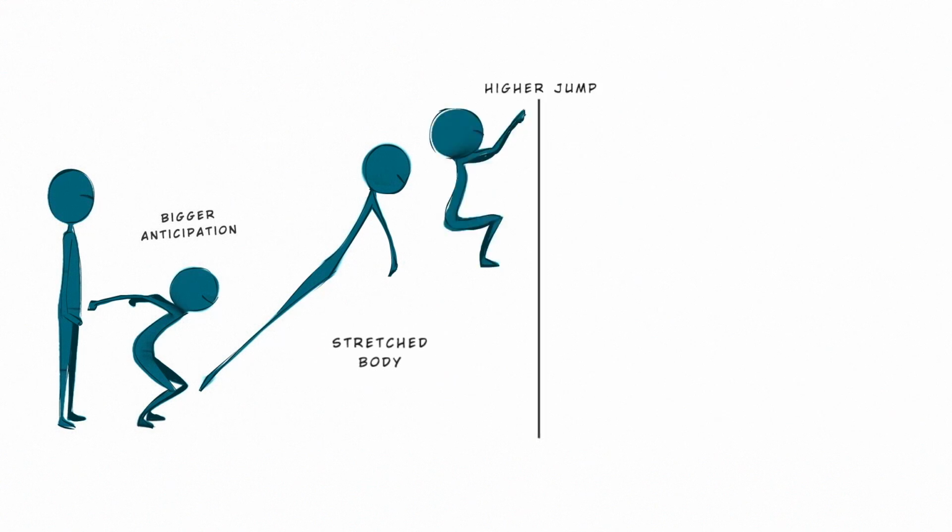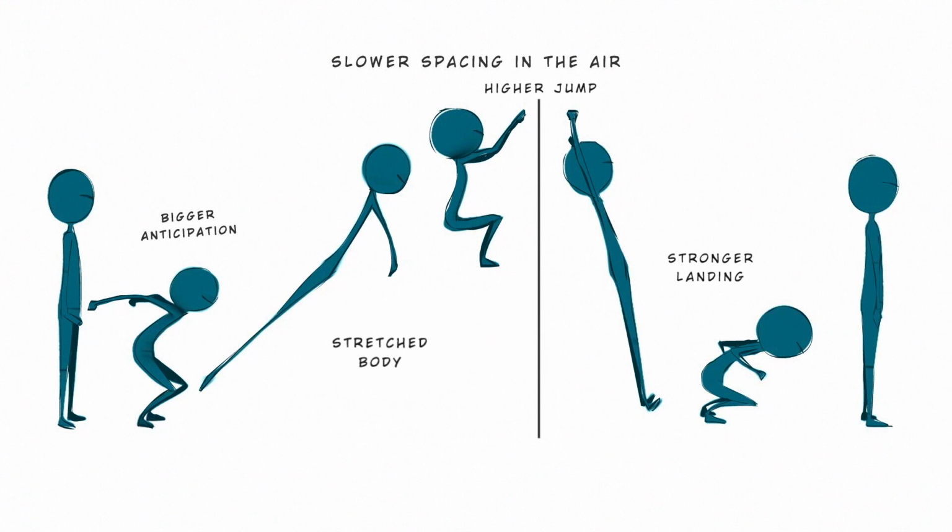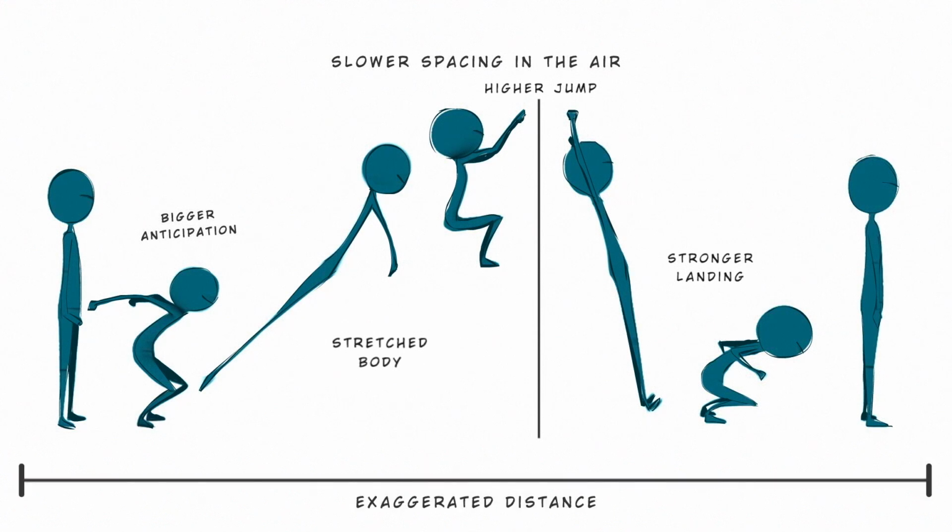The jump is higher and there's a slower spacing when he stays in the air, so he jumps very fast and then decelerates in the air. Then he accelerates when he falls. I stretch the body again, and when he lands, I made the feeling that he's heavier, with the hips that go very low and a big pose before he stands up again. Also, the jump distance is longer compared to the more realistic one.